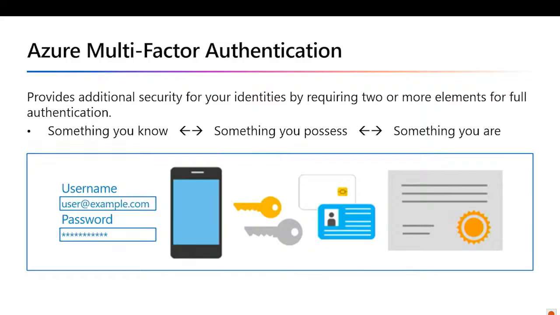Another type of factor can be something that you are, which typically involves biometric properties. This could be a fingerprint, a face scan, or even voice recognition. Many modern devices like smartphones use biometric authentication to provide a quick and secure way to verify your identity.